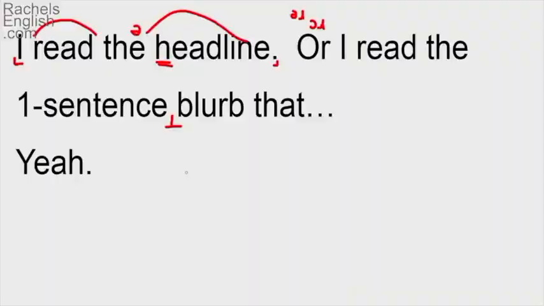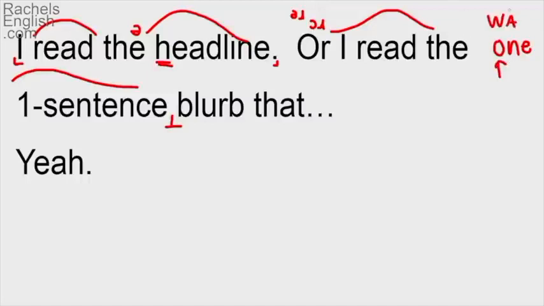Or I read the one sentence. Read and one get the most stress there. Everything is linked together. Let me spell out the word one here. This letter is a vowel, but the word, the sounds are this.